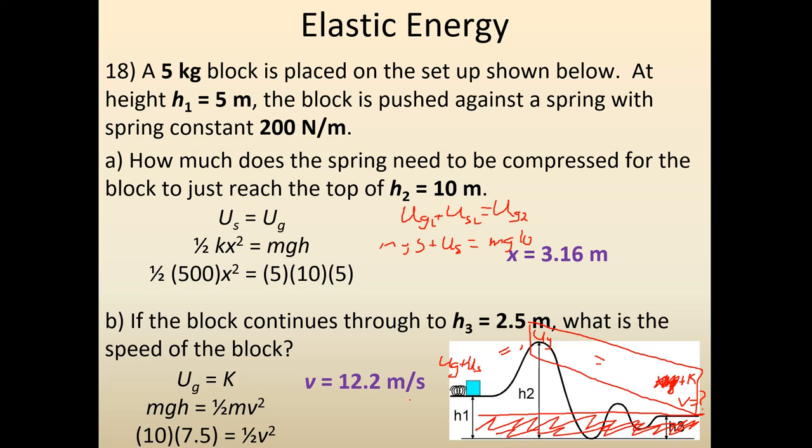Again, if you didn't want to do it that way, you would have still gotten the same answer if you did UG with 10 meters equal to UG plus K, where the H is 2.5 meters. You could have set it equal to this, equal to that. It's fine. As long as you're setting the energies properly, you'll still get the same answer. And that's, again, the beauty of conservation of energy.